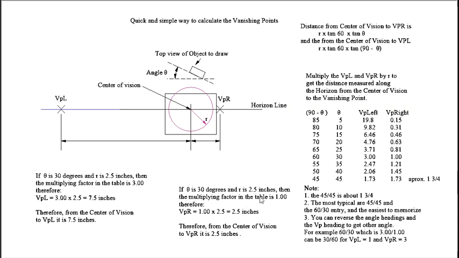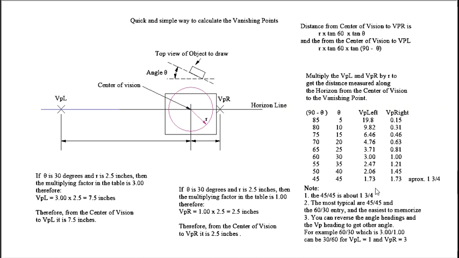So for the right side, we have 30 degrees, and we go up to the table, find our 30 degrees, and it says it's a multiplying factor of 1. So we multiply 1 times 2.5, which gives us 2.5 inches. So we measure from our center of vision along the horizon out to our 2.5 inches, and that gives us that point. So we can see that it's just a very simple task here.